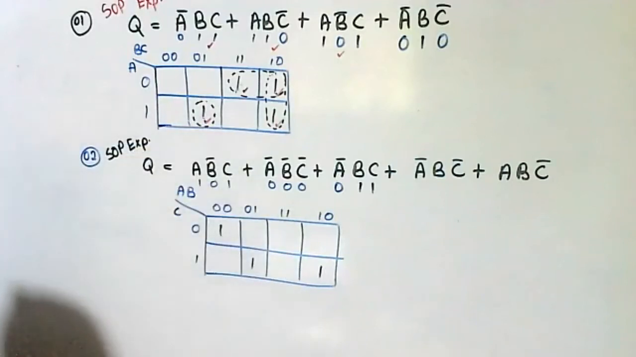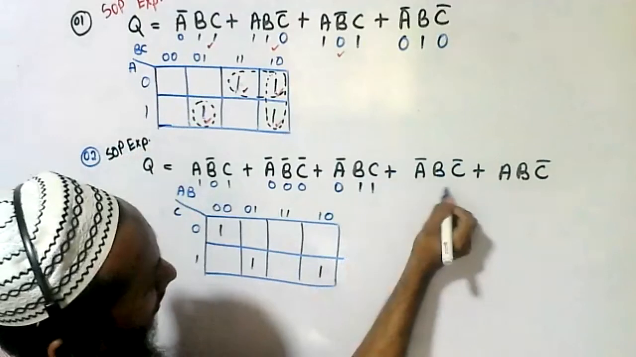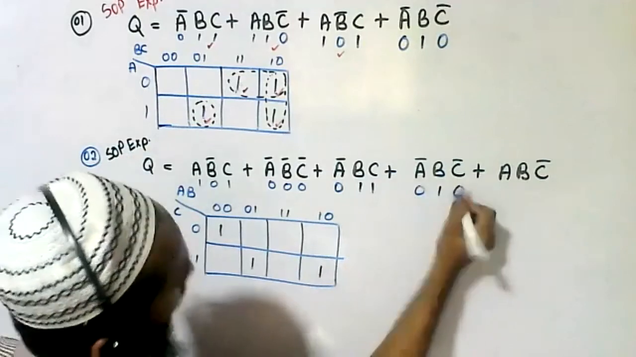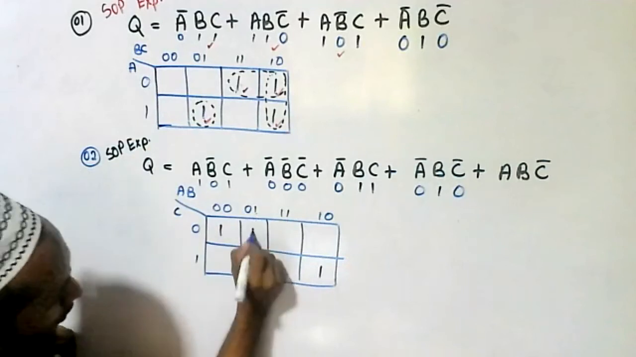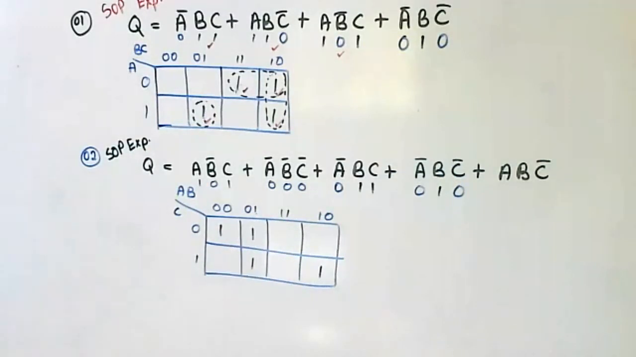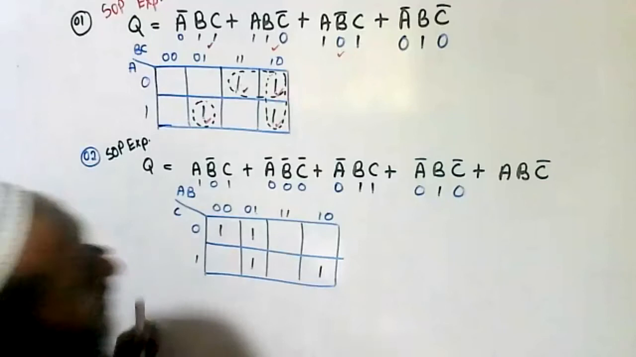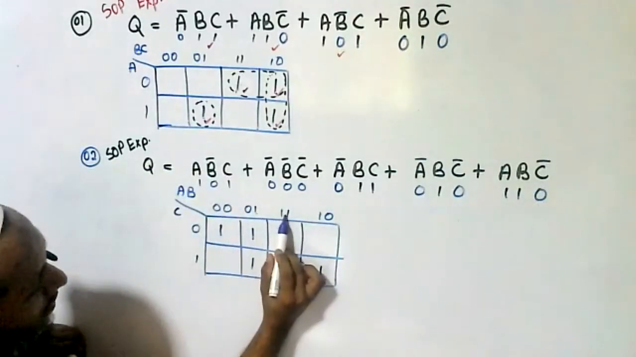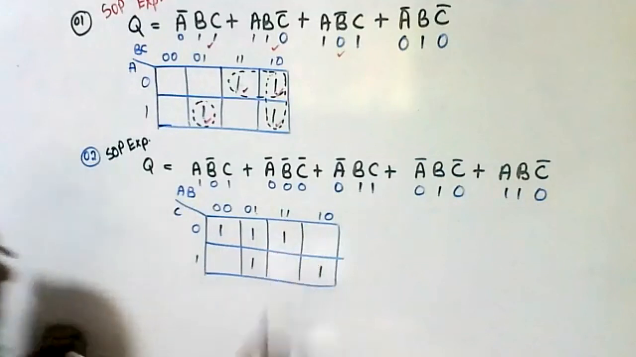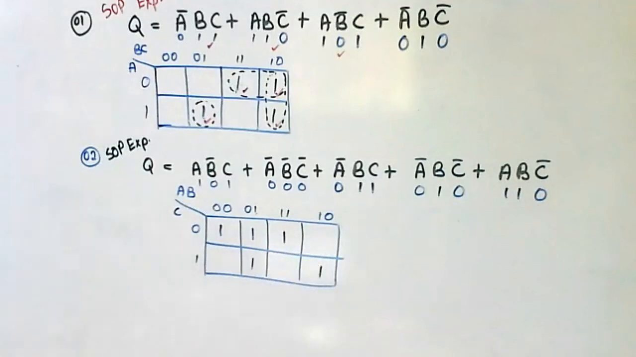Here 1 comes. Here A bar, B, C bar means 0, 1, 0. Okay, 1 comes here. And the last min term, A, B, C bar, means 1, 1, 0. 1 comes here. Now we have to group it.